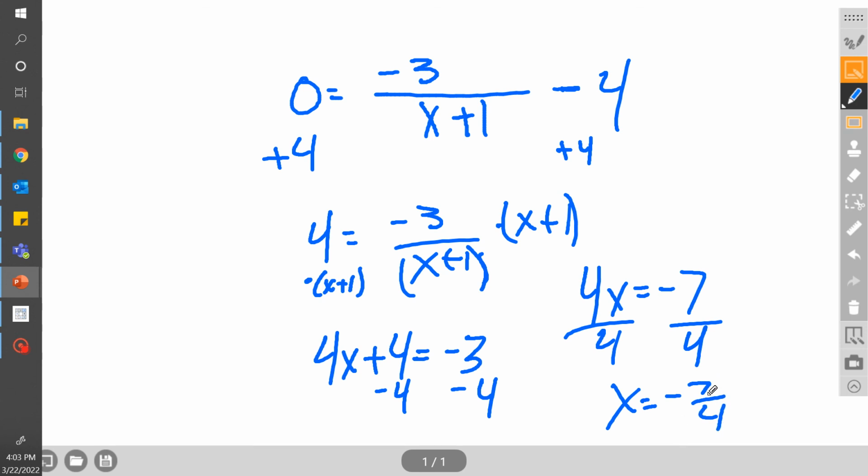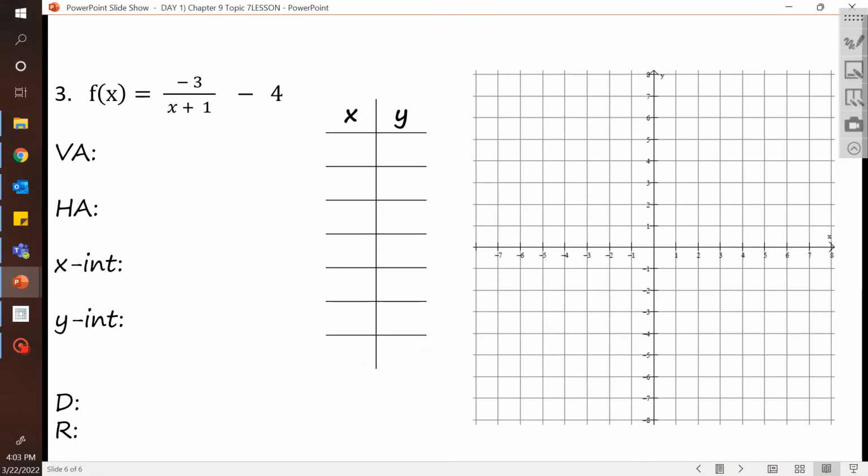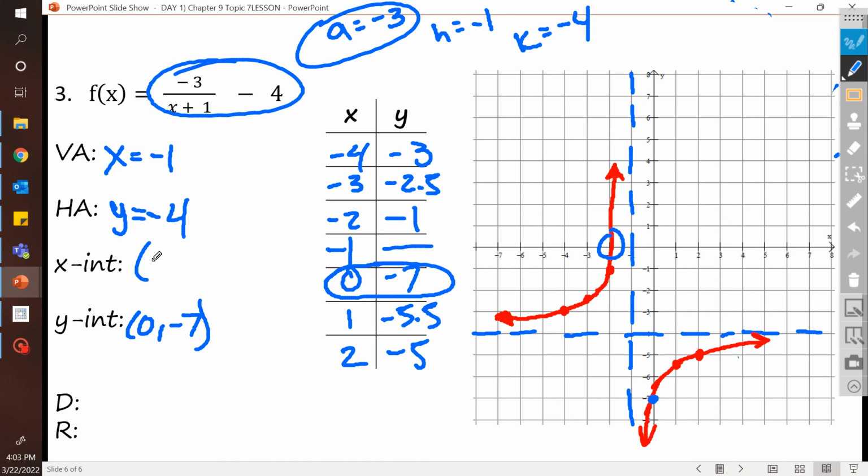Let's see what that is as a decimal. -7 over 4, that's -1.75. So the x-intercept is -1.75, comma 0. And that's about where this point is. Okay, we can see this point's really close to what that is. -1.75, comma 0. That's where our x-intercept is. So we can see our x and y-intercept. However, we do have to do the algebra to figure out exactly where they are.